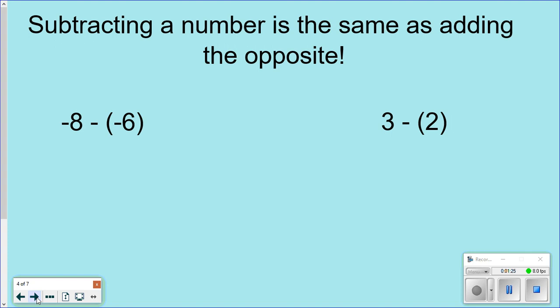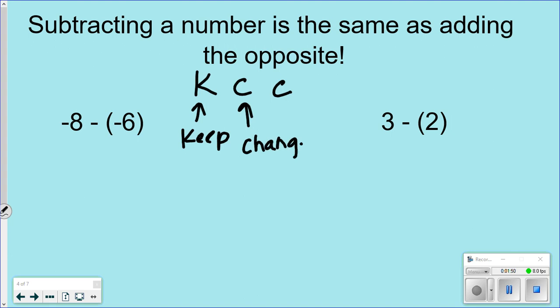Big rule, and you probably remember it from last year. If you need to write it down, circle it, star it, highlight it, put a marker on it, do something so you remember this. This is the most important thing for today. Subtracting a number is the same as adding the opposite. Last year, we used KCC. This meant keep, and then I have 2 C's, that means change. And we'll talk about how to use this again. This is the shortcut you can use on your papers.